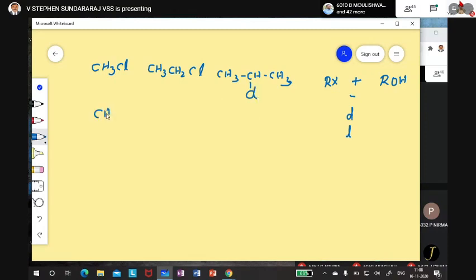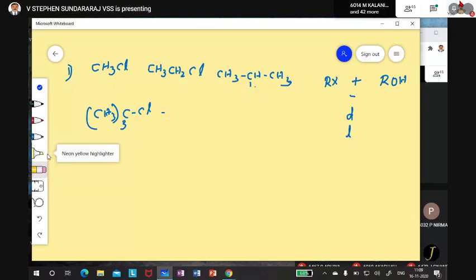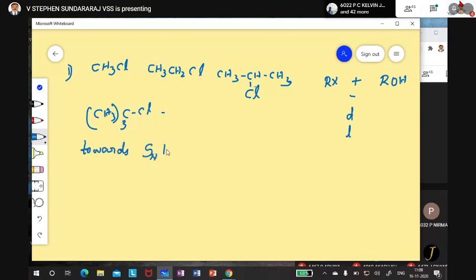And CH3 is CH3. Okay. Now my question is: arrange the following. Write down all of you, copy down the question. Arrange the following in the increasing order of their reactivity towards SN1.